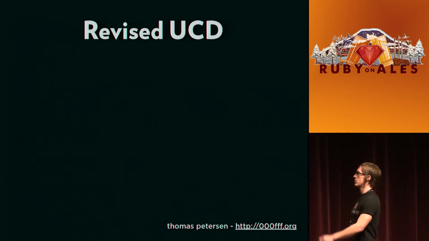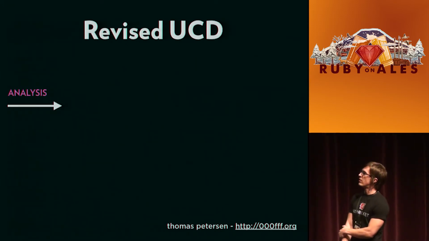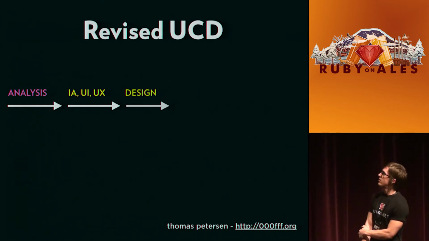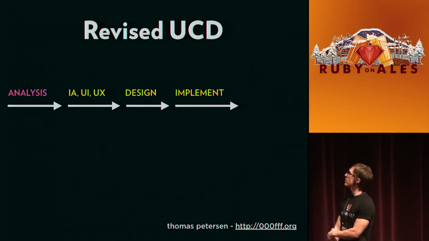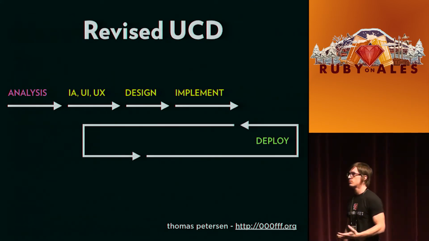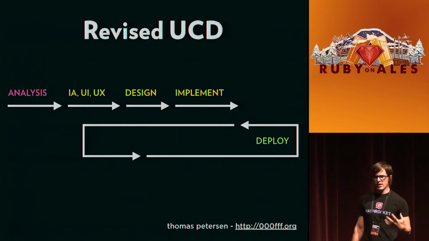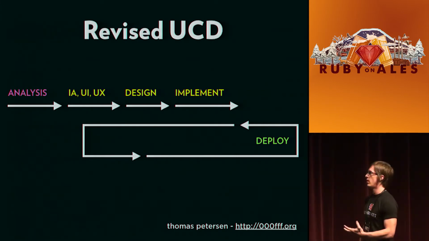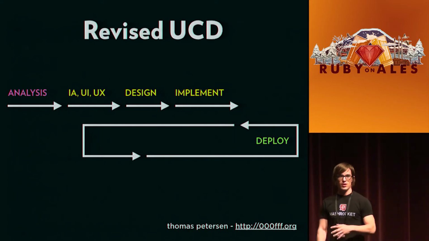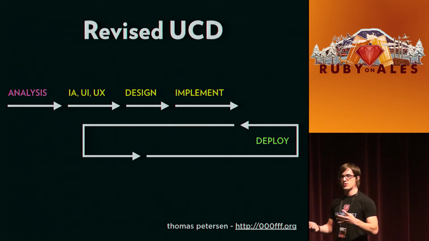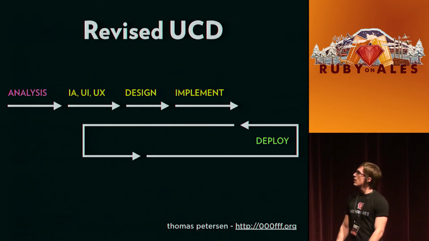Revised UCD, according to Thomas: you've got your analysis phase, UI, UX, information architecture, design, implement, but throughout all of that you're deploying. You're getting code out, you're getting it working as soon as possible. And this is what some of you might know as rapid prototyping. The idea that you want to get something functioning before it's designed, before it's really implemented all the way, and just get something under somebody's fingertips.